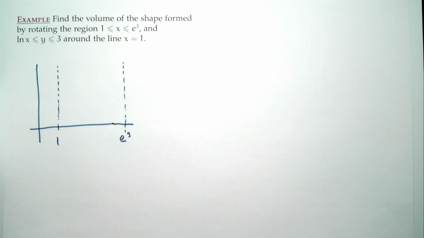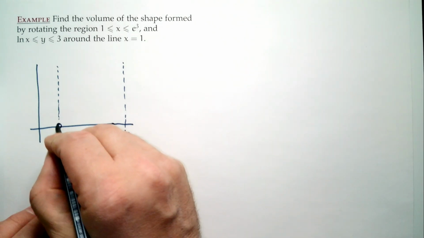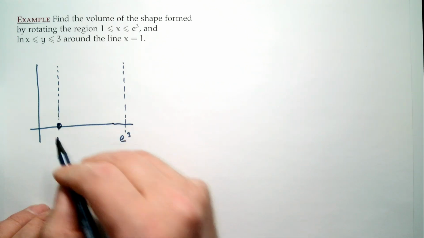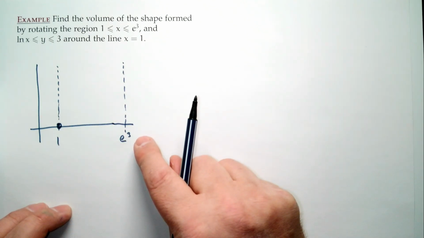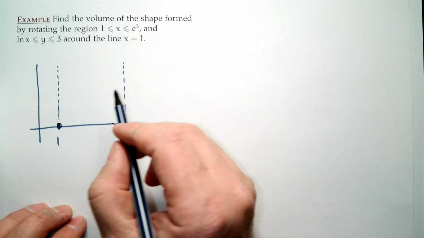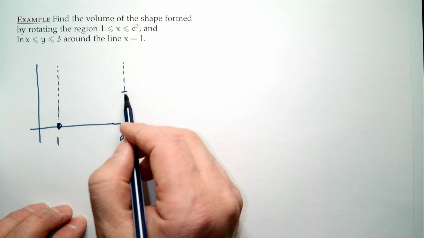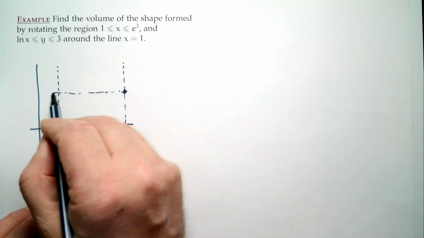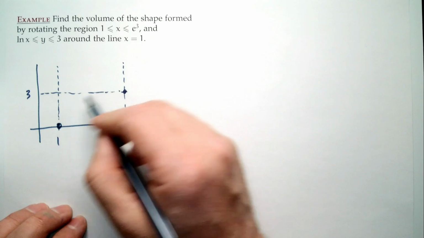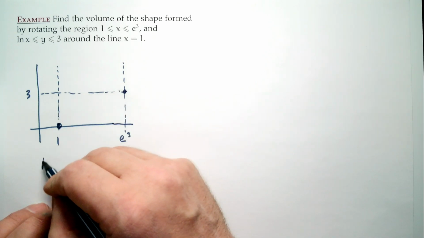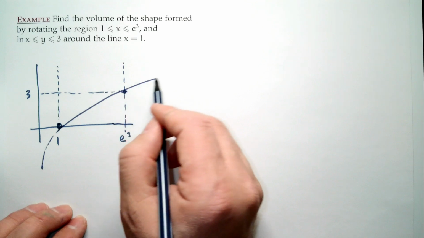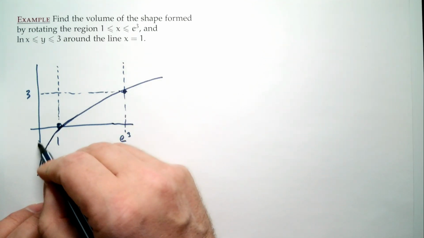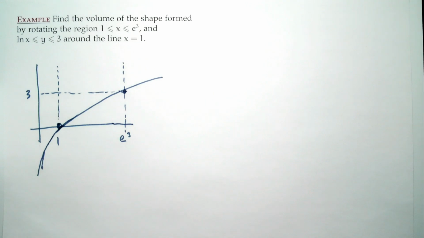Log of x. Y equals log of x. Let's think about that. What is the value of natural log at x equals 1? Natural log of 1? 0. Okay, so it starts at 0. Natural log of e cubed? Oh, it's 3. That's kind of a nice value. So it's going to go up here. 3. And log comes up. So it's coming up, doing something. And okay, something like that, right? It doesn't have to be totally exact, just a rough picture.